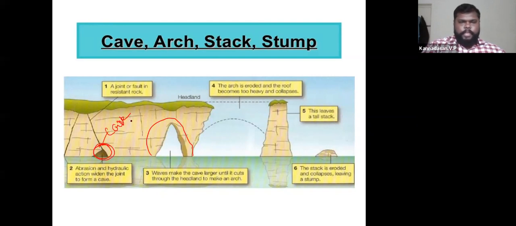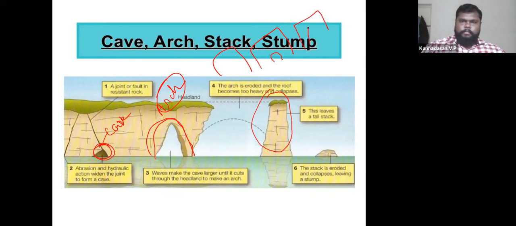First it would be a cave, then it would become an arc. Okay, this is the arc. Then once it continues for some more period, it becomes a stack. For example, first it is a rock structure, then in that rock a small cave would be created, then it will become an arc. After a certain period, even this will get corroded and a stack will be formed.